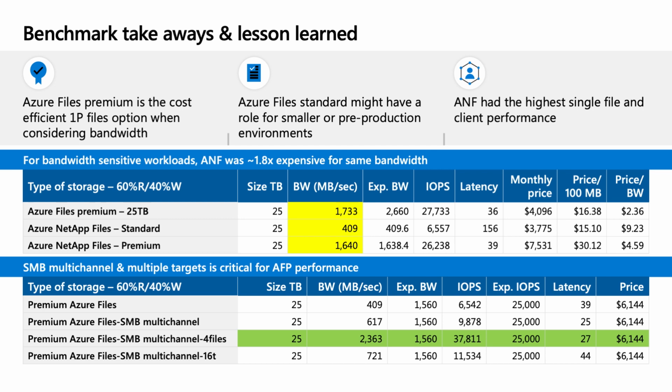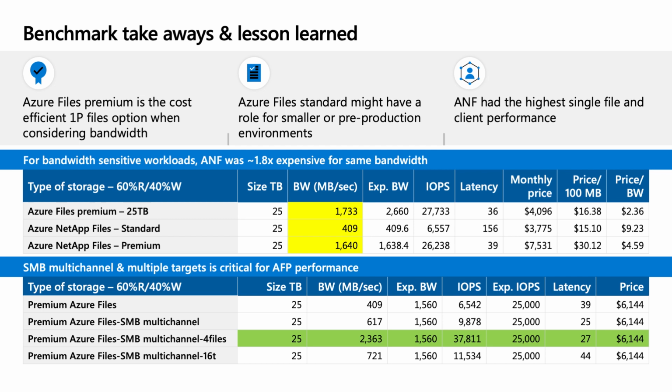First, Azure Files Premium was the most cost-efficient first-party file service when considering bandwidth. You can see in the slide below that Azure Files Premium, when compared to Azure NetApp Files Premium, was as performant at 25 terabytes, but from a price per bandwidth was only $2.30 per megabyte per second, where Azure NetApp Files Premium was $4.59 per megabyte per second of bandwidth. Now, these prices are list prices. Your prices may differ based upon what region you're implementing and what discounts you might have.